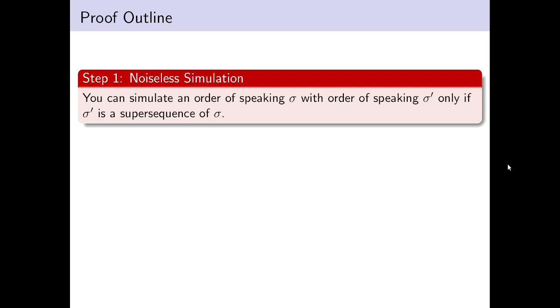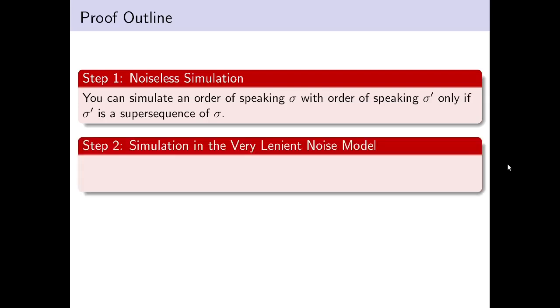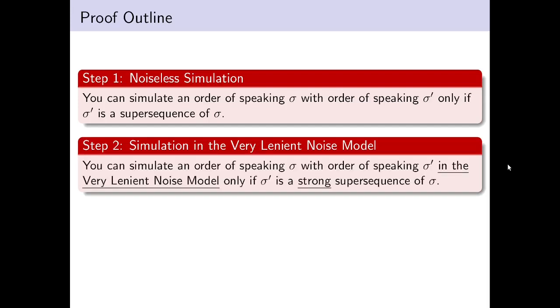But given this, we actually can move on to step 2, which is simulation in the very lenient noise model. Now remember, in a very lenient noise model, a protocol is just a collection of noiseless protocols with one of the rounds deleted. And so as it turns out, you can simulate a protocol with order of speaking sigma using a protocol with order of speaking sigma prime in the very lenient noise model only if sigma prime is a strong supersequence of sigma. Now, what does it mean for sigma prime to be a strong supersequence of sigma?